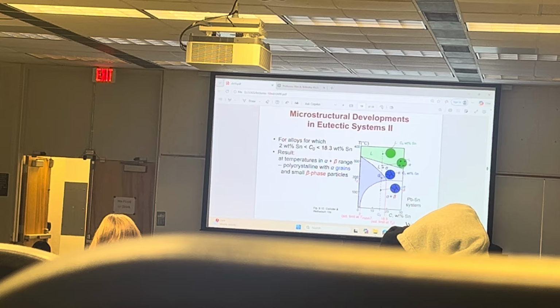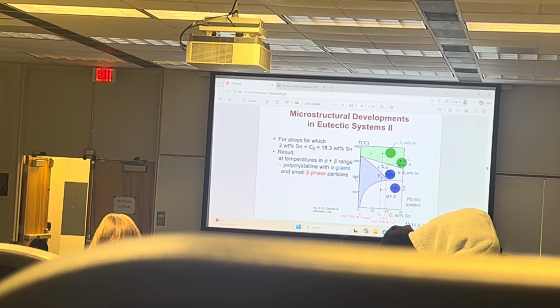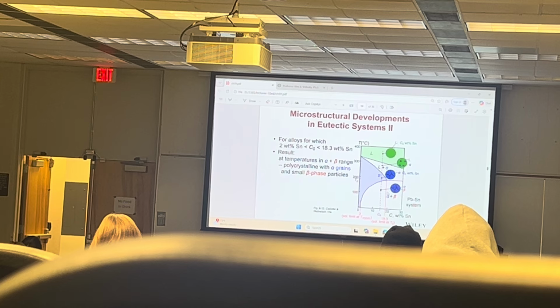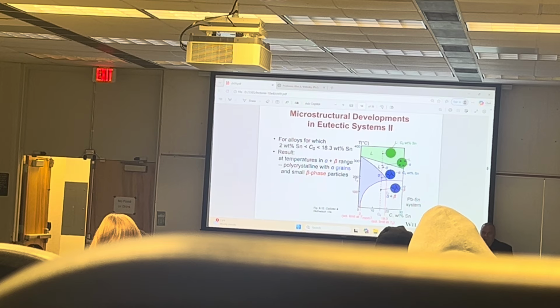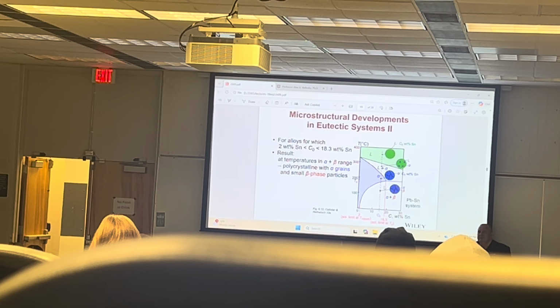Here we have alpha phase. We drop down the temperature, we get alpha plus the beta phase. The beta phase precipitates in solid state. There's no liquid involved. This is called precipitation hardening. Because all of a sudden you have particles of the beta phase, and it has different composition, it has different structure.